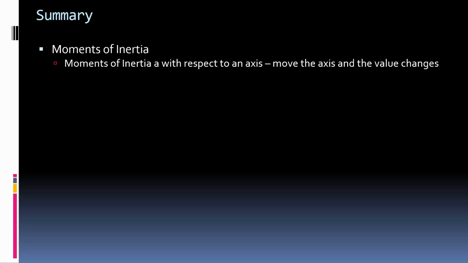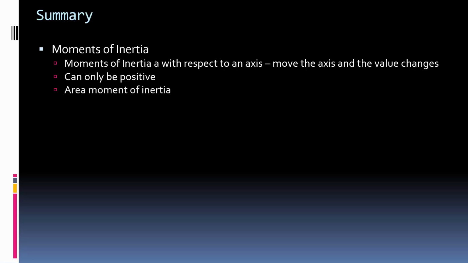That's very important. It's not an intrinsic value, it's not like mass. The mass of something is its mass. But the moment of inertia only makes sense with respect to a given axis. It can only be positive. We didn't talk about this a lot, but think integral of r squared times dA, so it's always going to be positive.